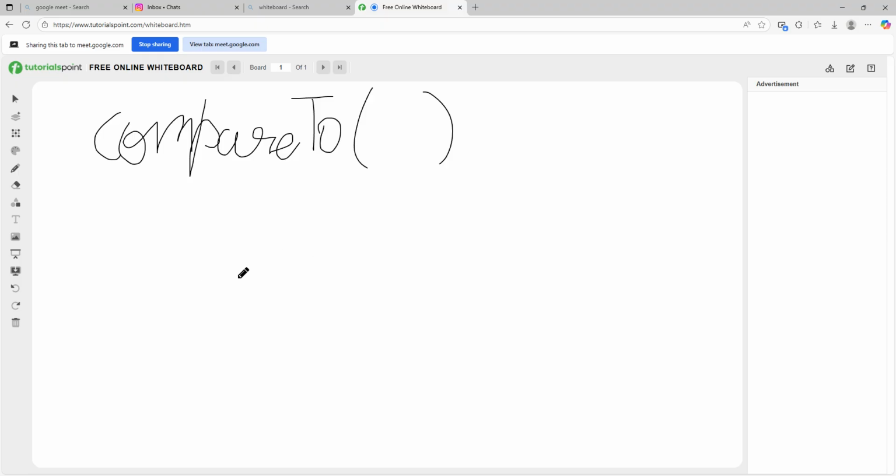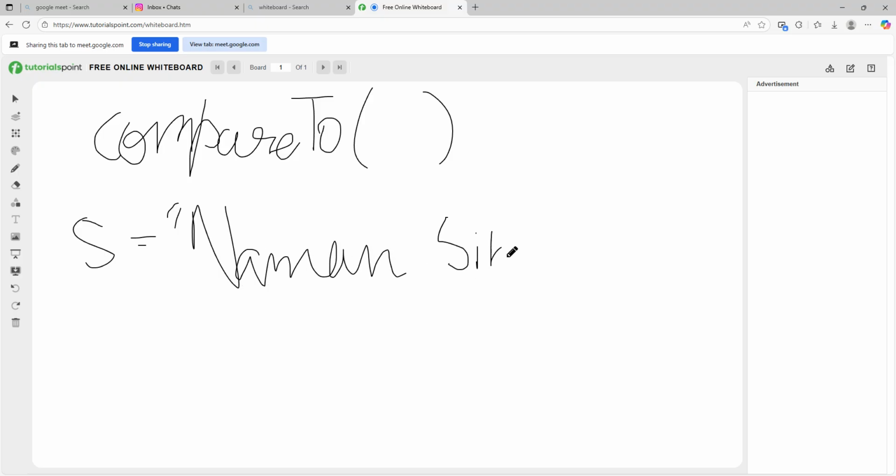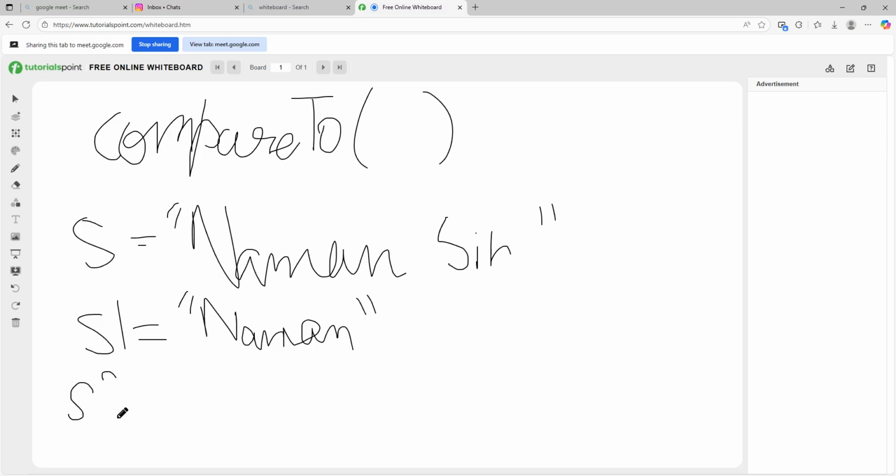So this compares two strings. Let's say we have one string, s equal to "naman sir", with a space. Then s1 is equal to just "naman". And s2 is the same as s.